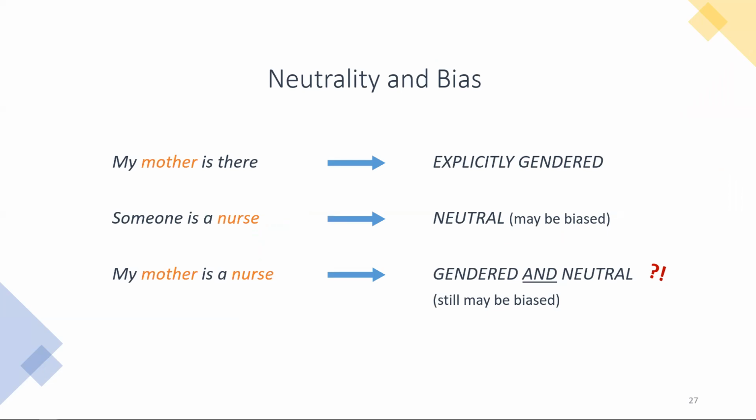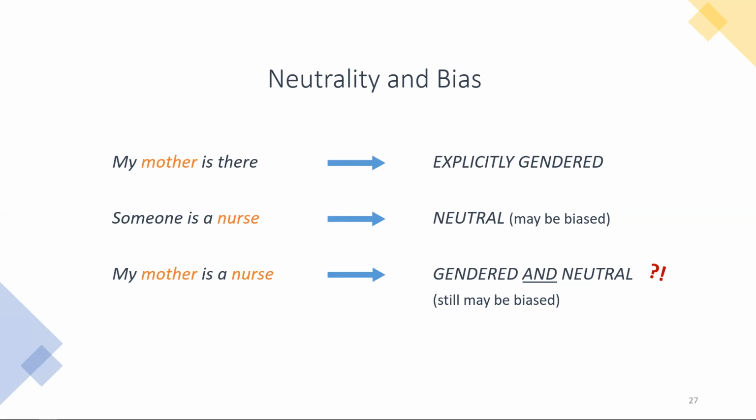So one is we cannot have a list of neutral sentences or gendered sentences. The second one is that some sentences are explicitly gendered, like my mother is there. Some of them are completely neutral, like someone is a nurse, which is a neutral sentence.